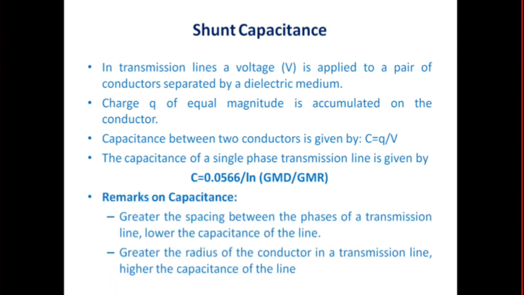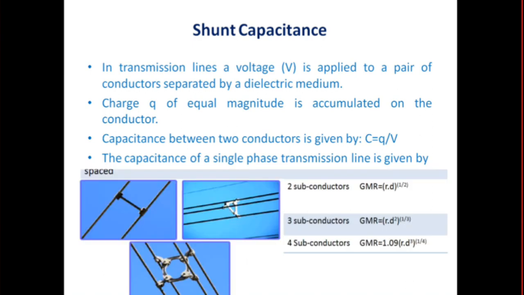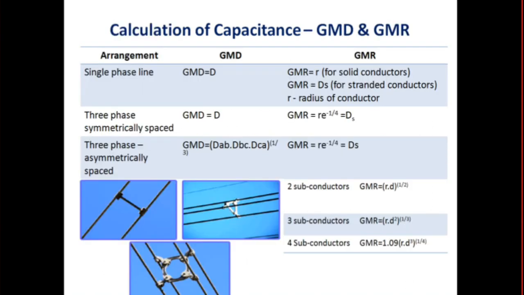Now, when you consider the capacitance, if the spacing between the phases of a transmission line is high, then the capacitance value will be less. Similarly, if the radius of the conductor in a transmission line is high or the diameter of the conductor is high, then the capacitance of the line will be higher. Now, these are some of the expressions for determining the GMD and GMR by which you can determine the capacitance.